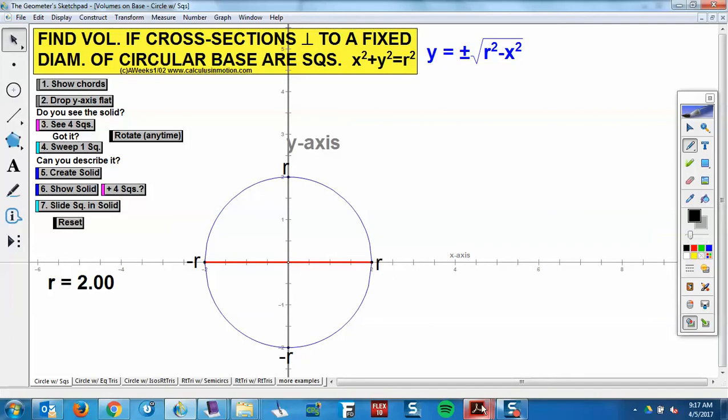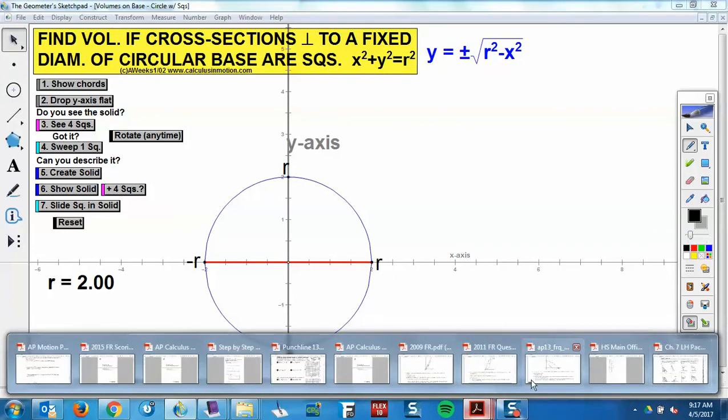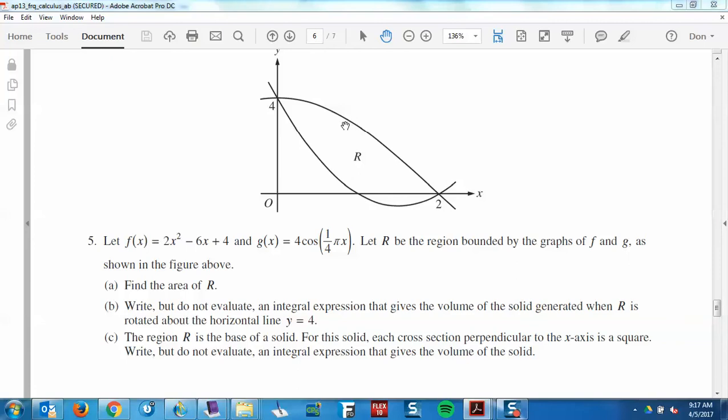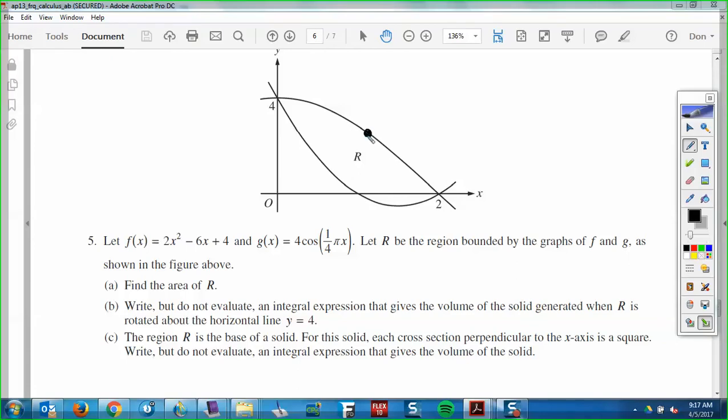All right, now let's go back to that. So what would this look like? We would come in here and we'd still have our strip drawn in. Here's our strip. Coming up off of this are squares, right? It says region R is the base of a solid. For this solid, each cross section, meaning slice, perpendicular to the x-axis, so that's why I know it's vertical, is a square. Okay, so I put in my strip. Coming up off the page are squares. This strip is one side of the square, so I'm going to call it S.